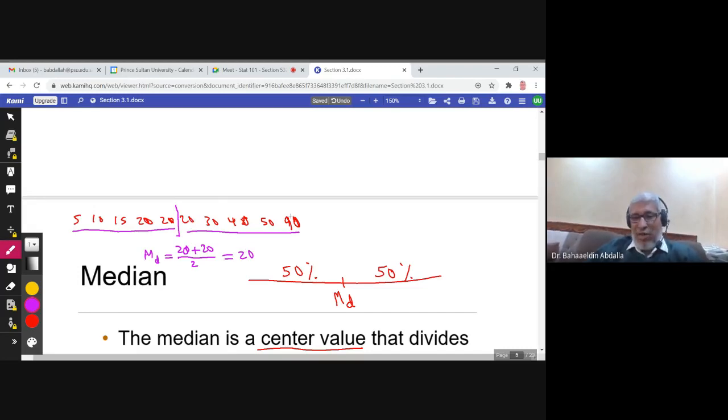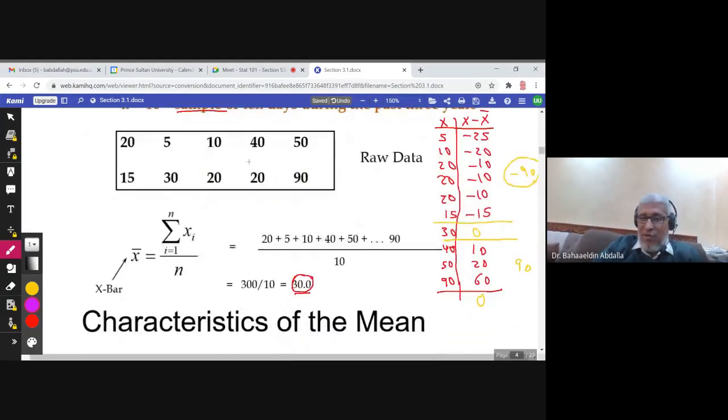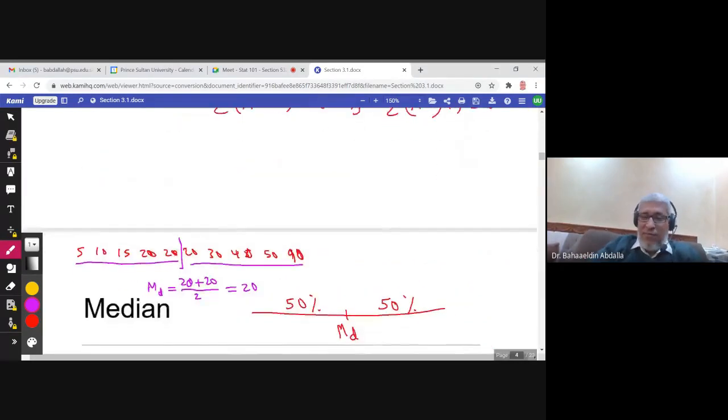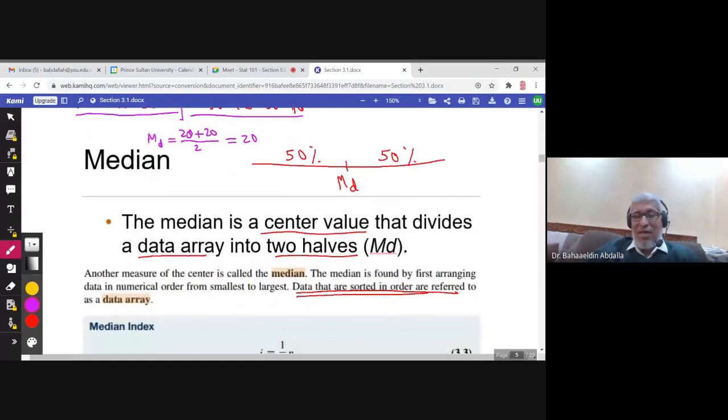5 values to the right, 5 values to the left, 50% to the right, 50% to the left, while the mean is 30. So the mean for this data is 30, and you notice that the mean does not satisfy this property. The mean is 30, with 3 to the right or 6 to the left. It's not 50-50, while the median is 50-50. So that's the definition of the median, okay? It's the center value that divides a data array into two halves.